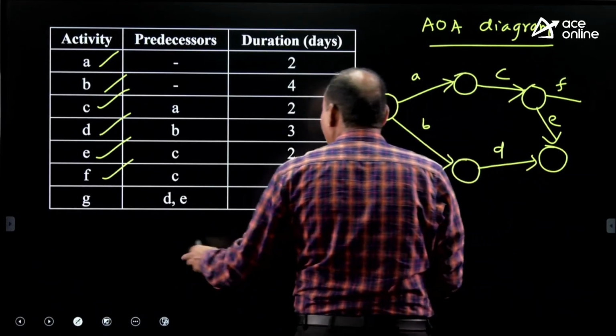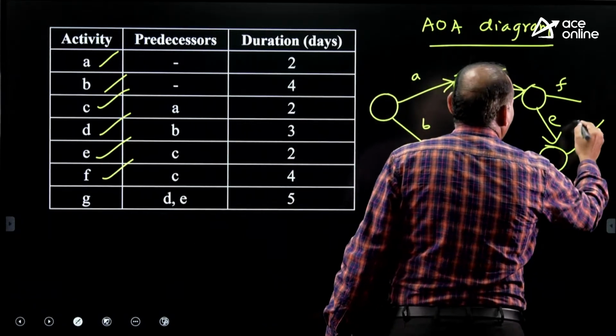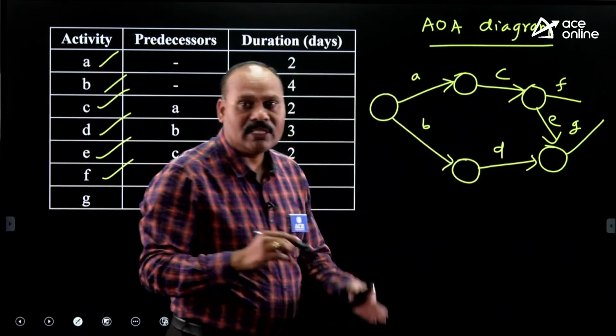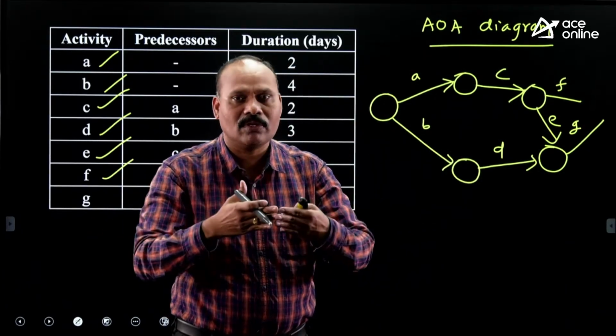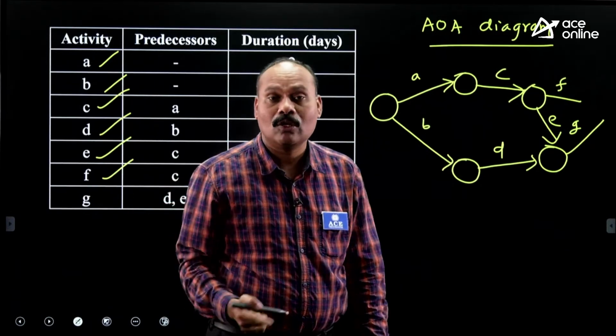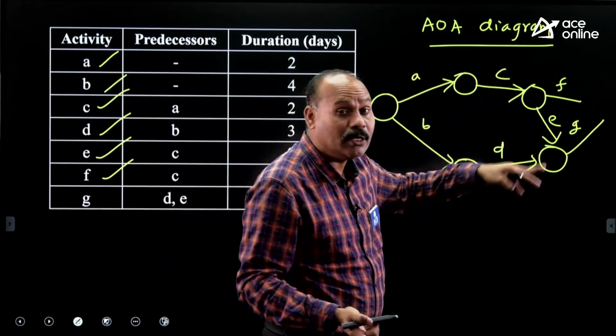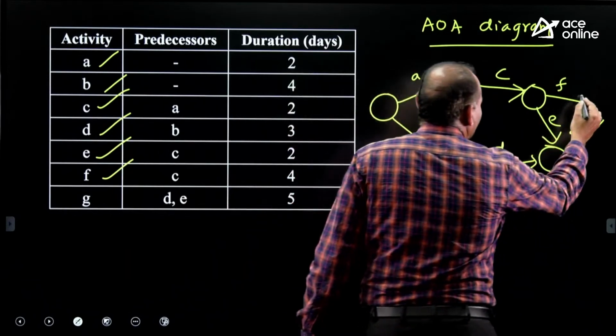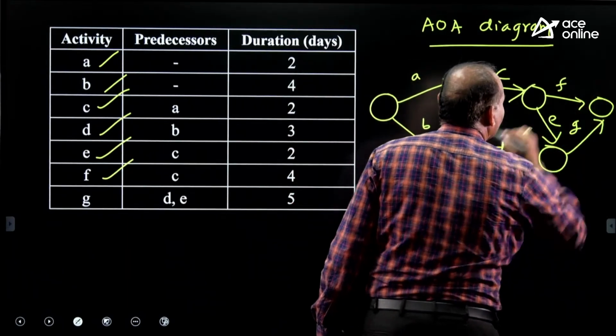From here, which activity will get G? Now the list is getting completed. If the list is completed, whatever lines are left over, you can merge them into one circle, because the network will have only one start, one end. No dangling is permitted. Don't have two ending points. So just conclude at one circle.